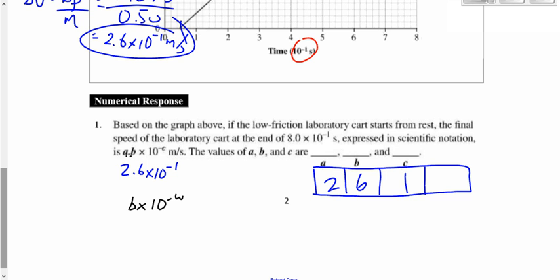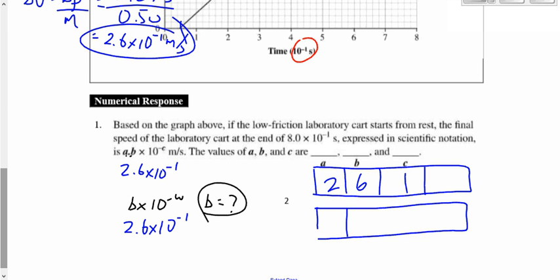What's the value of B? This is different. Okay, B is a base now. 2.6 times 10 to the minus 1 is still my answer. But the base here, the base is what? 2.6. See the two different ways of expressing that? Pay attention to which way you're asked, read it, and answer it.